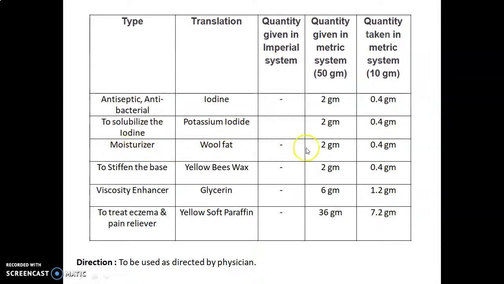Wool fat is used as a moisturizer. Quantity given 2 gram, taken should be 0.4 gram. Yellow beeswax is used to stiffen the base, quantity given should be 2 gram, taken 0.4 gram. Glycerin is used as a viscosity enhancer, quantity given 6 gram, taken 1.2 gram. Yellow soft paraffin is used to treat eczema, that means to reduce inflammation, swelling or edema, and as a pain reliever. Quantity given 36 gram, taken quantity should be 7.2 gram. Direction: to be used as directed by physician.